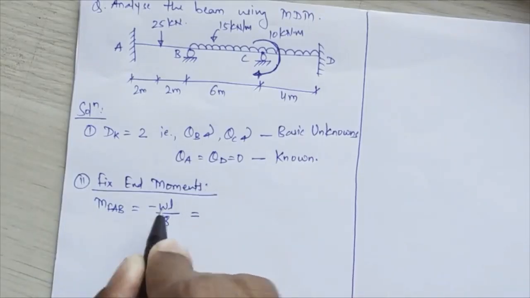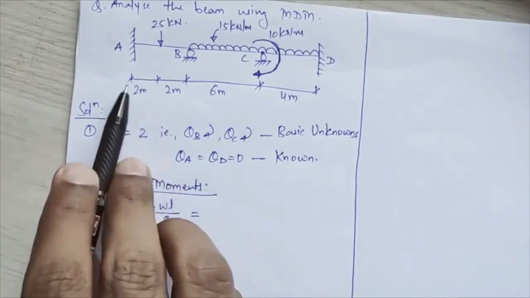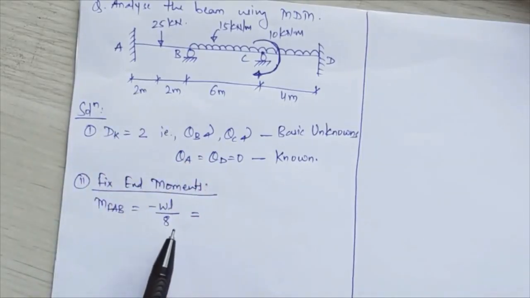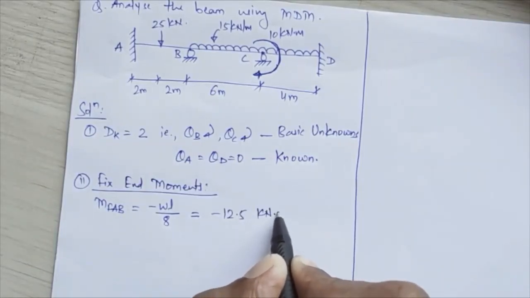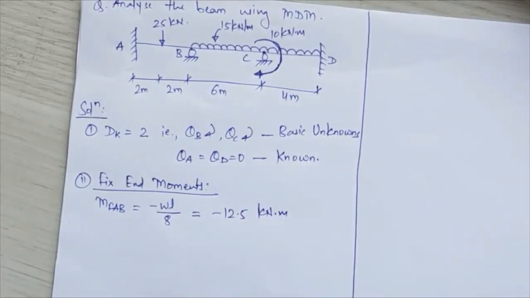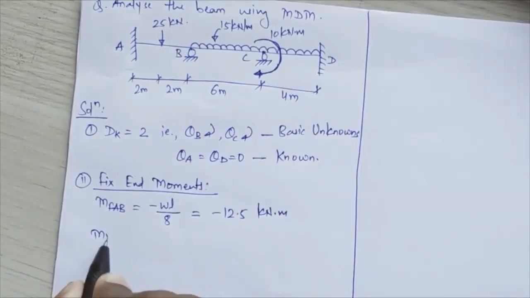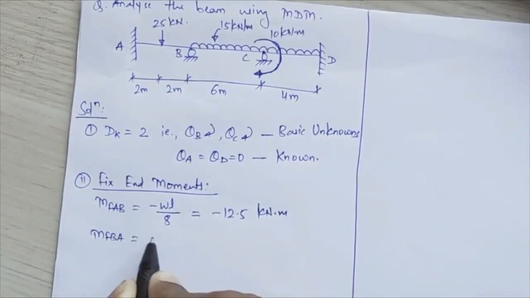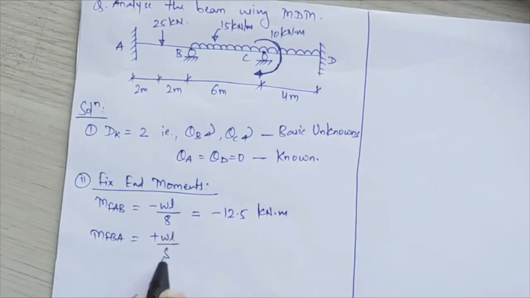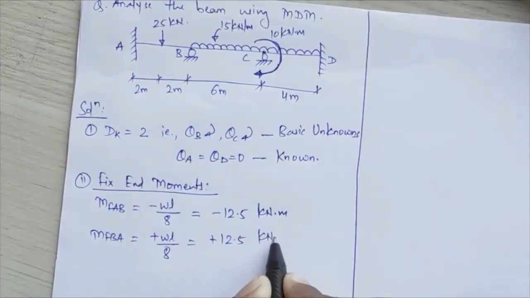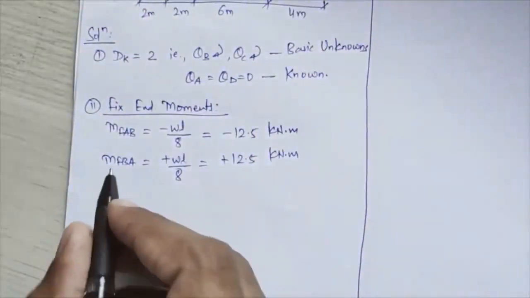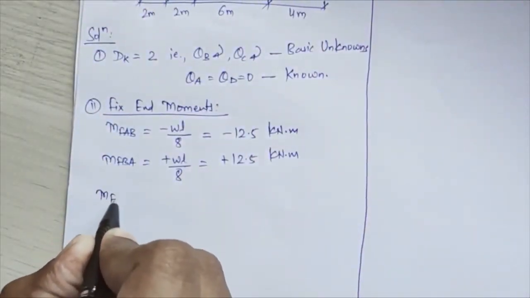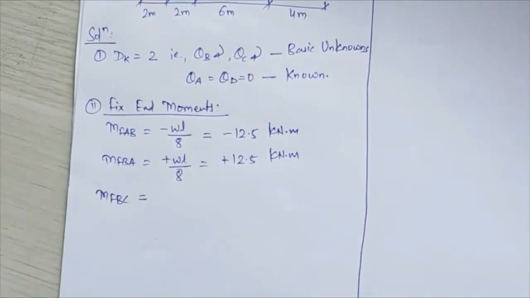So if you calculate this, W is given as 25, length of span AB is 4, divided by 8, you will get minus 12.5 kilonewton meter. You check this value, you will get minus 12.5 kilonewton meter. In the same way, for MFBA, the restoring moment will be clockwise in nature, so it will come positive, that is plus 12.5 kilonewton meter. Right. Then we'll proceed to the next span, that is MFBC.